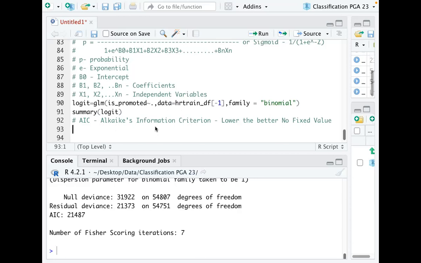It's a comparative metric. You have to compare one model's AIC with another model's AIC. On its own, it is of no use. That means you have to build one more model and then compare it. AIC is a replacement for R square. In regression, we look at R square, adjusted R square. Similarly, here we have to look at your AIC.